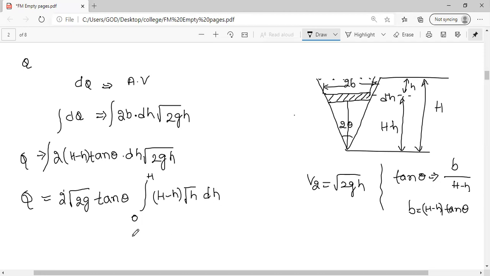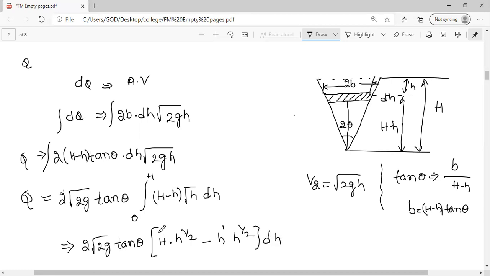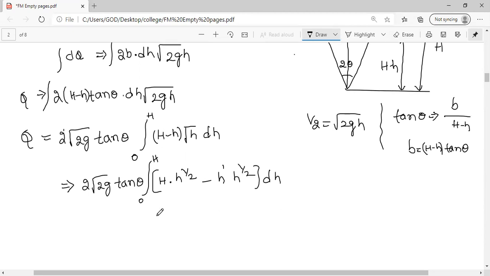At the end, root 2g outside, then H, then root h into dh. So if you integrate this, what will you get? 2 root 2g into tan theta of H into h power 1 by 2 minus h power 1 into h power 1 by 2, just multiplied, dh. Actually this is the integral. Hope you understood. Now again it is 0 to H, I just multiplied that. The next stage we will do the integration.